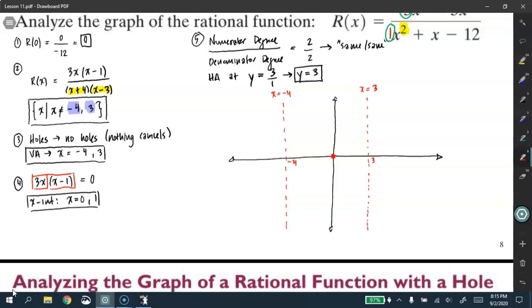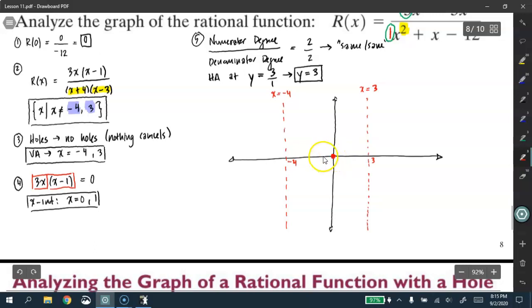Then step 4 says that there are x-intercepts at 0 and 1. Now notice that as far as 0 is concerned, that was already taken care of. When there was a y-intercept at 0, you should know that automatically the x is also 0, right?